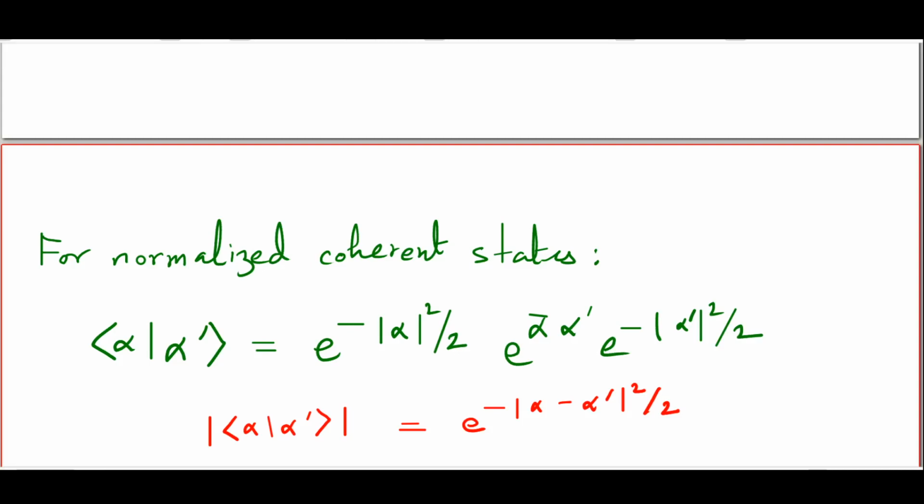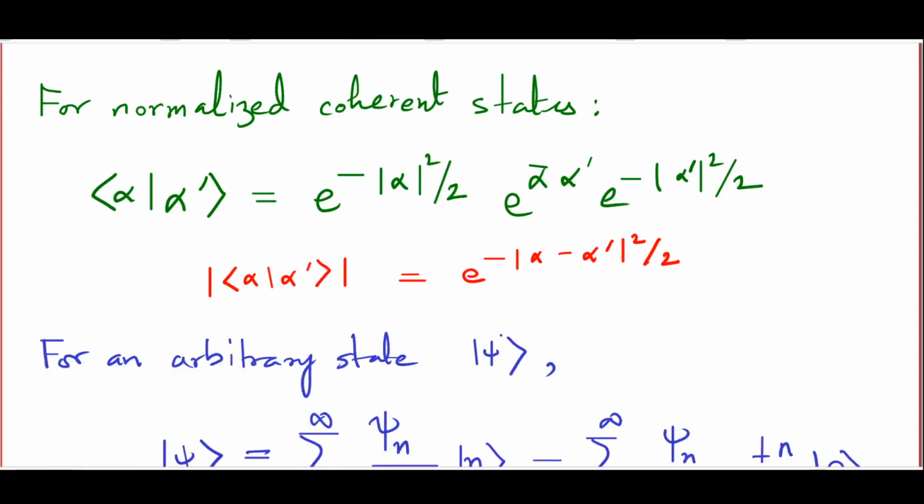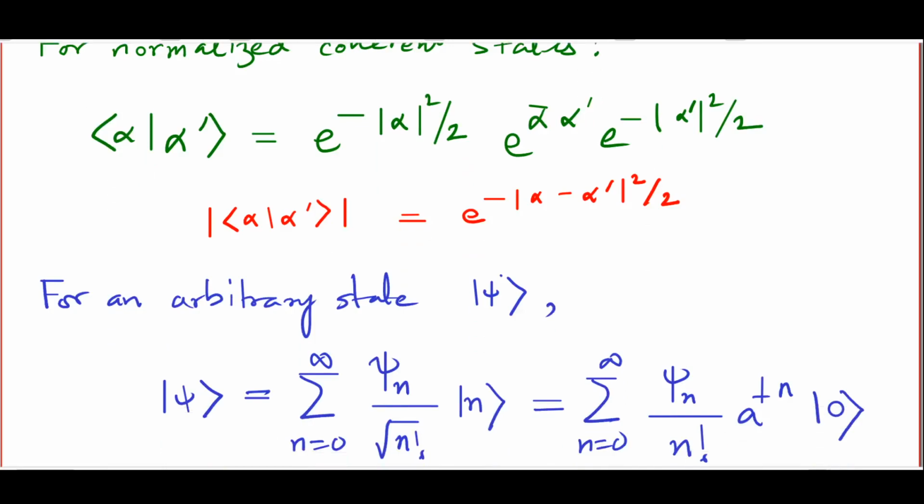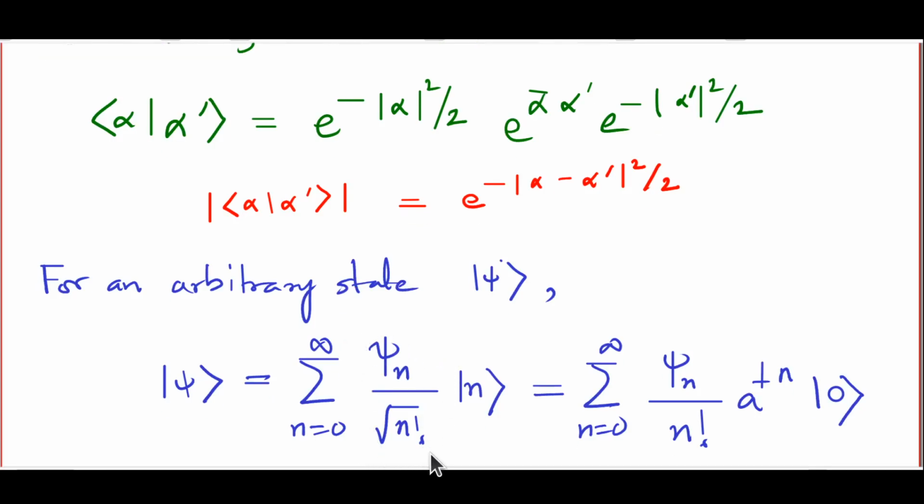And to see what that is, let us first start with the statement that an arbitrary state ket psi can be expanded in terms of the basis vectors ket n in an expansion which looks like this. And here, what we have done is we have decided to write the coefficient in the form psi n by root n factorial. That is, we have added an extra factor of root n factorial, and the reason behind that is simply that it makes the later formulae easier to handle.